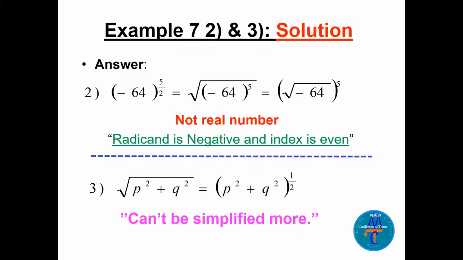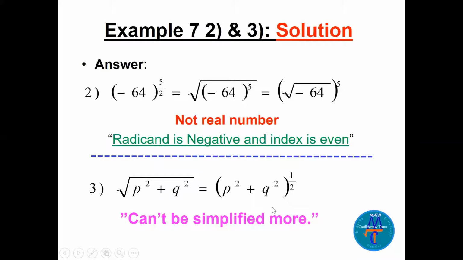That's not a real number. Because 5 over 2 is the square root of minus 64, all to the power 5, which is a negative number. So the radicand is negative, index is even, not a real number. I put the rule here for you, please. Again, when do we have a not real number? When the radicand is negative, under the radical is negative, and also the index is even. Two conditions together.